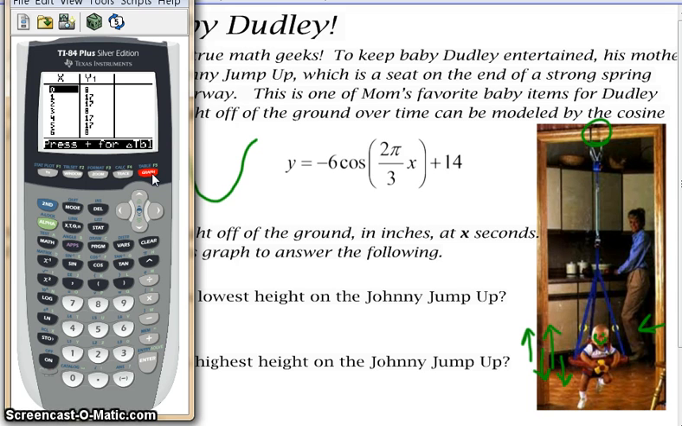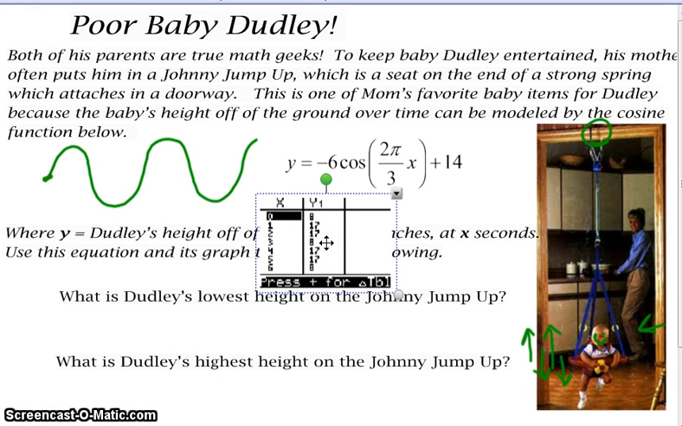And what you can see by looking at this is that Dudley is jumping up and down. He starts off at 0 seconds. He's at 8 inches off the ground. At 1 second, he's at 17. At 2 seconds, he's still at 17. So there are some things going on here that we're not seeing because we're only increasing these numbers by 1 second.